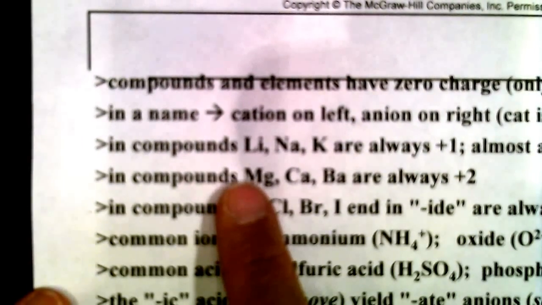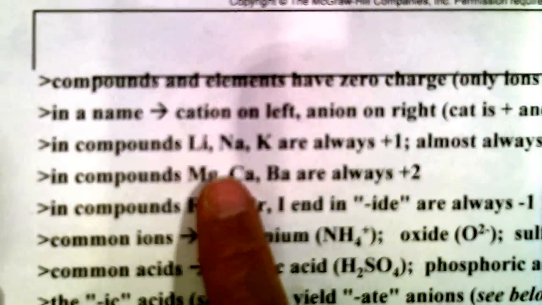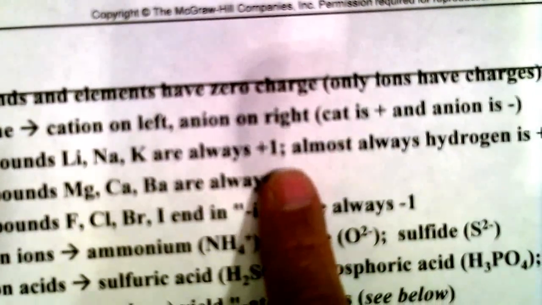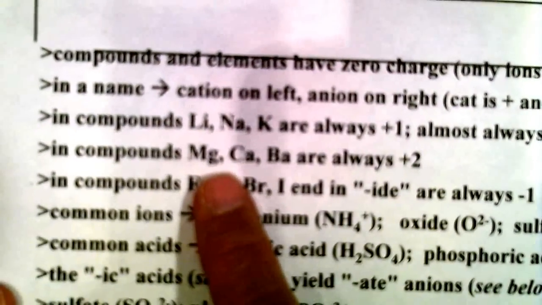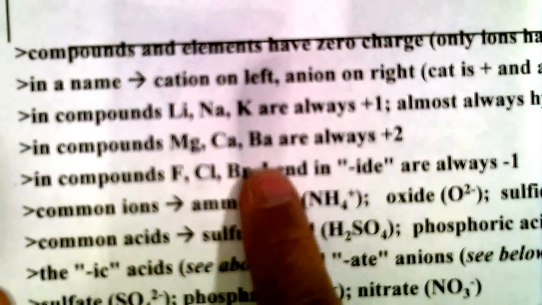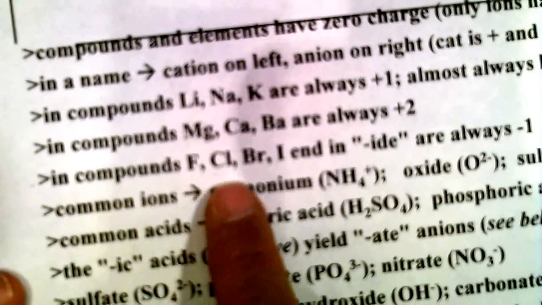Our first rule in naming is that lithium, sodium, potassium always have a +1, and almost always hydrogen has a +1. Also, magnesium, calcium, barium always have a +2, and fluorine, chlorine, bromine, iodine always have a -1. When you pronounce the name, it ends in -ide, I-D-E.